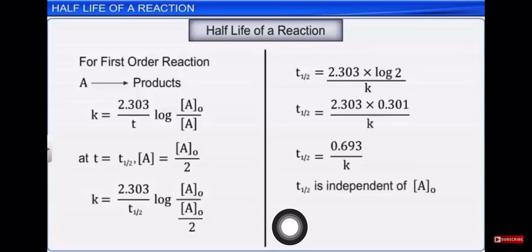So this was all about half life. Again I am repeating, for zero order reaction, the value of T half is dependent on initial concentration, that is concentration A0, but for first order reaction it is independent of our initial concentration. Okay, thank you.